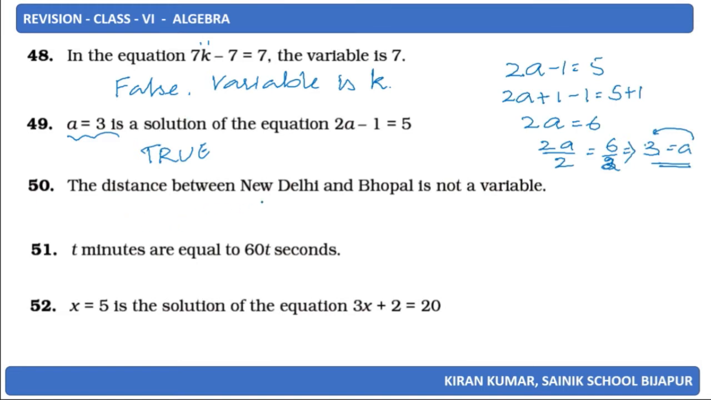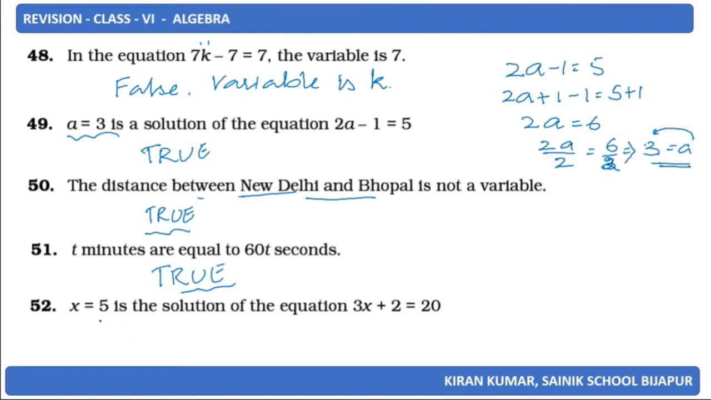The distance between New Delhi and Bhopal is not a variable. This particular statement is a true statement because the distance between any two places will remain constant. It's not a variable. 51st, t minutes is equal to 60 times t seconds. This statement is also a true statement because in a minute there will be 60 seconds.